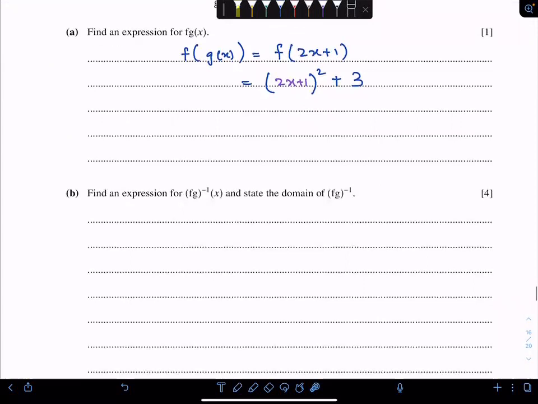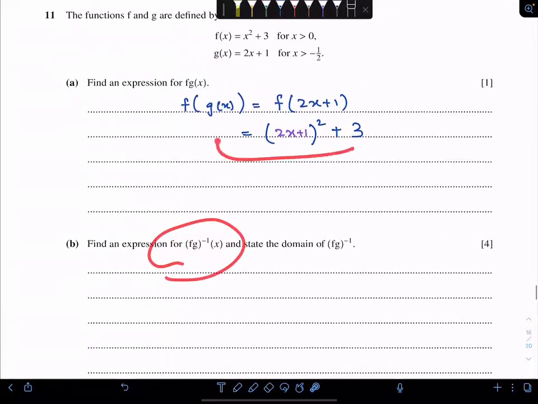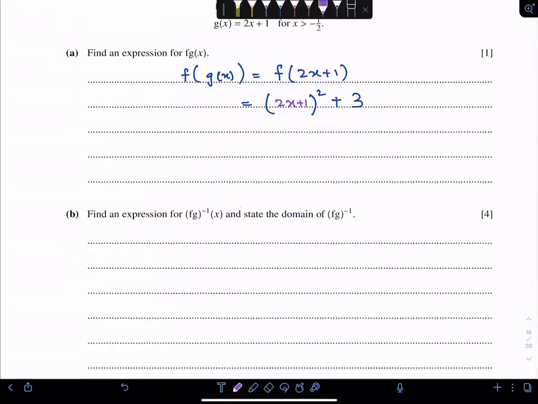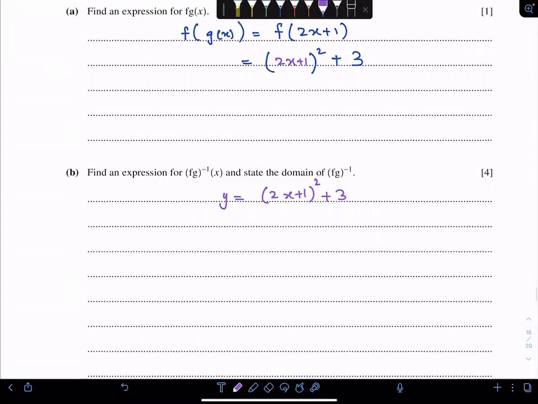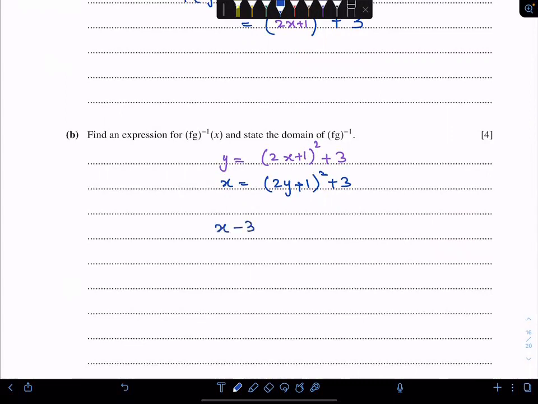Find an expression for fg inverse of x. It means we have to find the inverse of this function. First of all, consider y is equal to 2x plus 1 whole square plus 3. And inverse means, as I used to say, in the first step you have to replace y with x and x with y, then make y the subject. x minus 3 whole square root is equal to 2y plus 1.